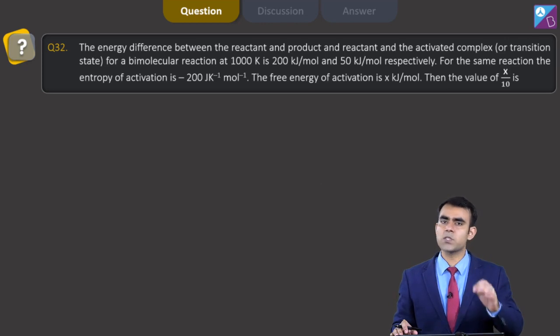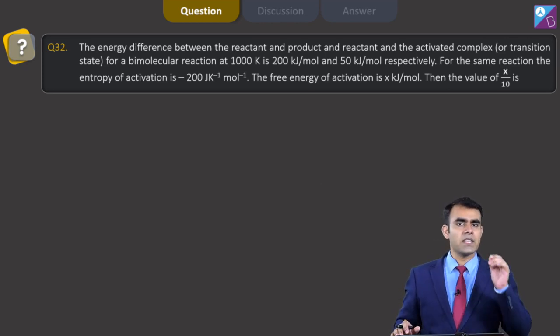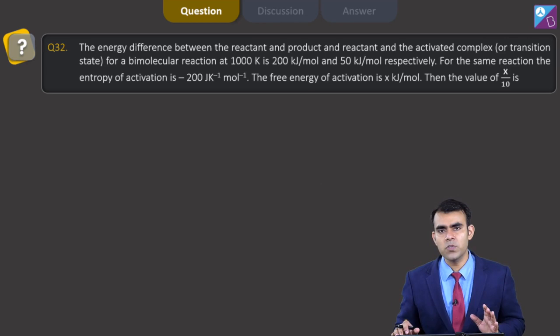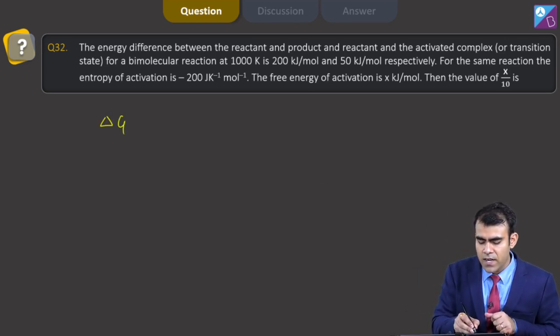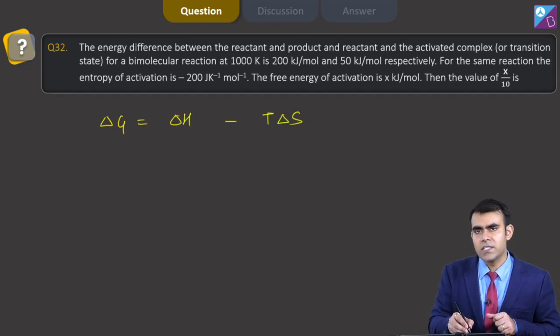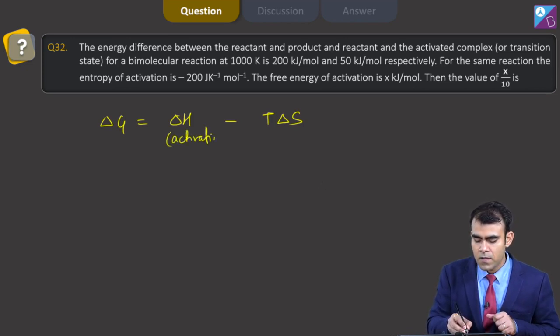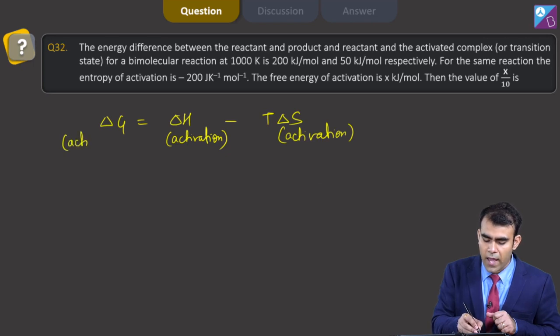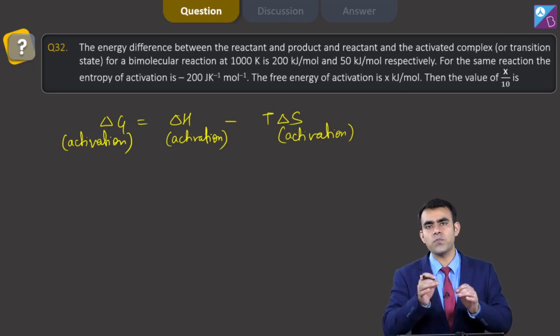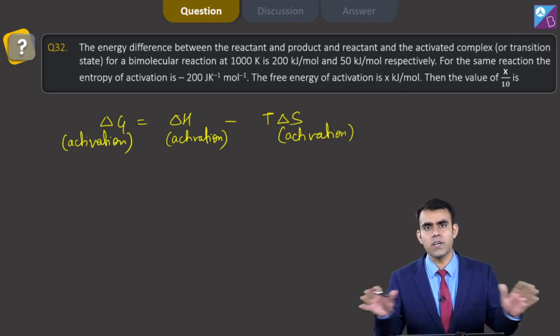Now see, this question is very easy. We have been given the enthalpy of reaction just to confuse us, but in this question we have to apply a simple formula, that is delta G is equal to delta H minus T delta S. This delta H is for activation, this delta S is also for activation, and this delta G is for activation. So we have to apply this formula, we have to put the values here and the work is done.